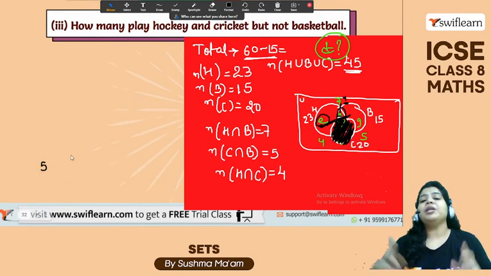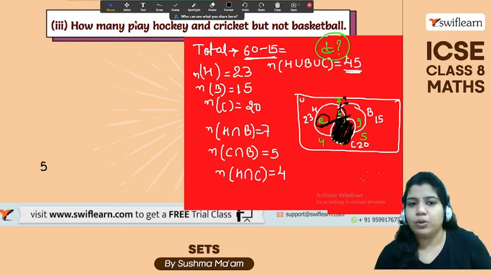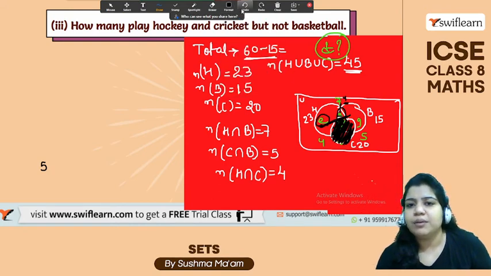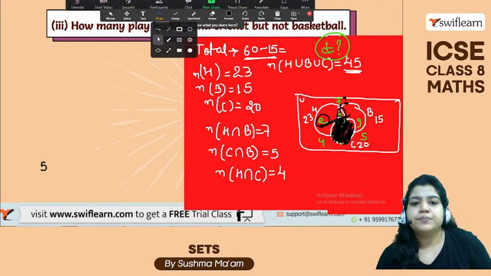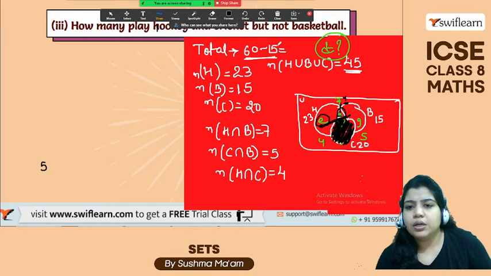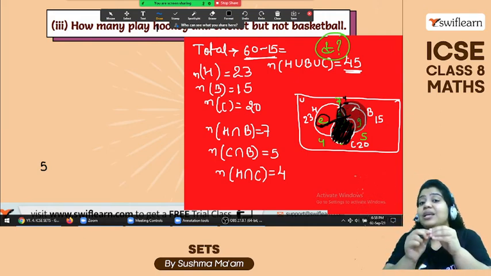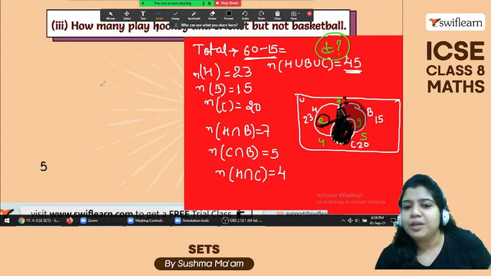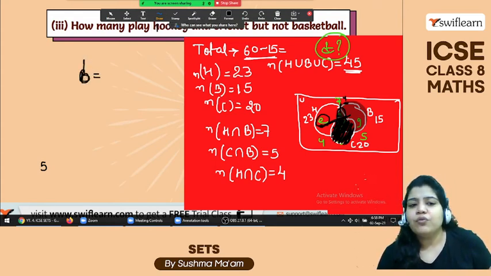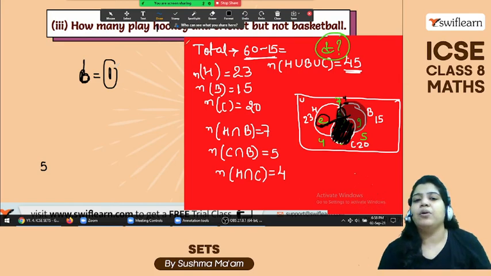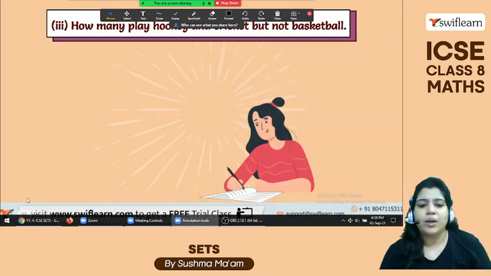Okay, now how many play hockey and cricket but not basketball? Hockey and cricket but not basketball. So this time we have to cover this portion. This portion we have to cover. But what's the intersection? We simply have to find this B value. So what is the B value? B value is 1, because it is hockey as well as cricket but not basketball. So the answer is B and that is 1.